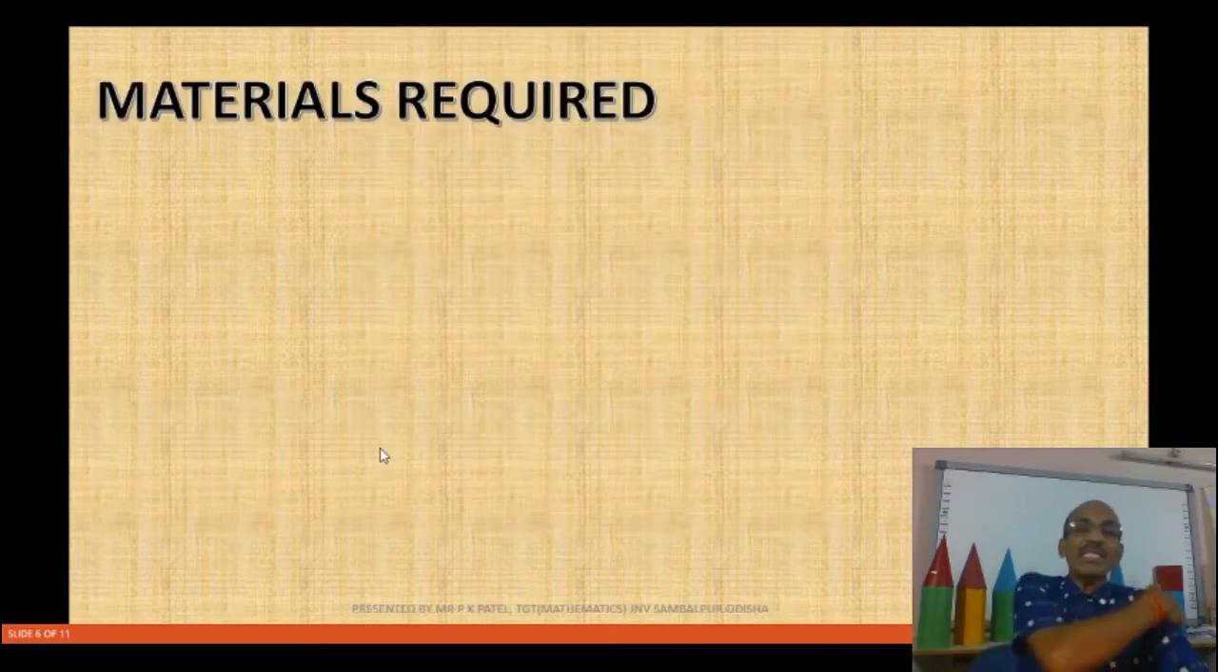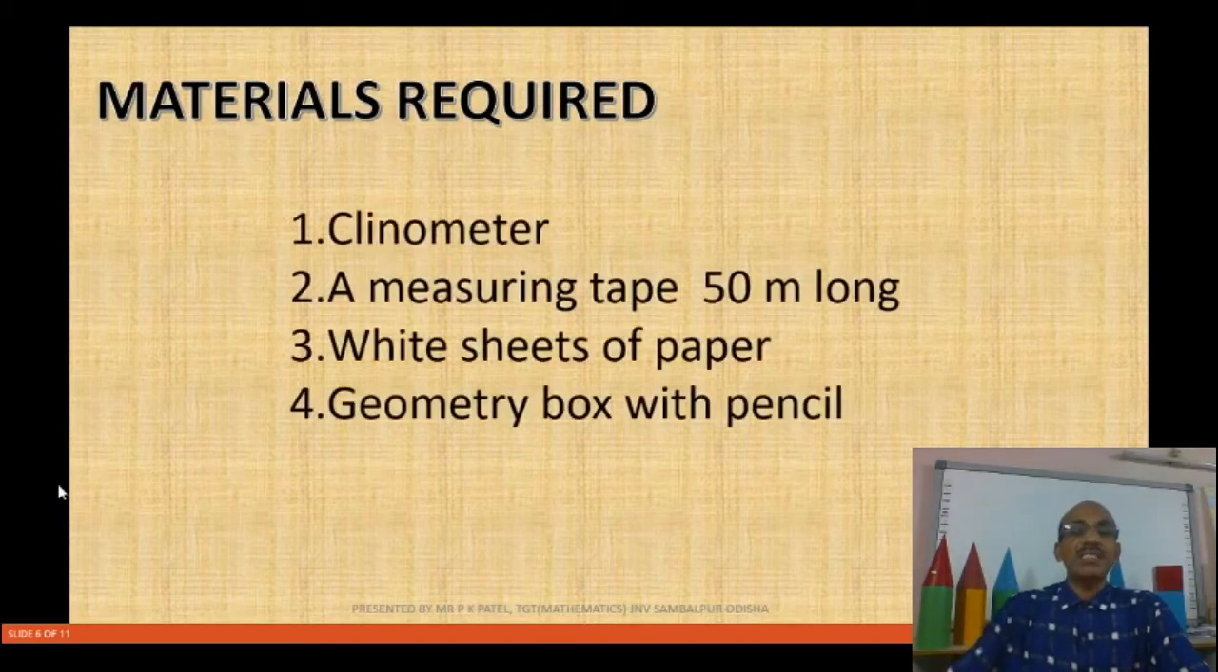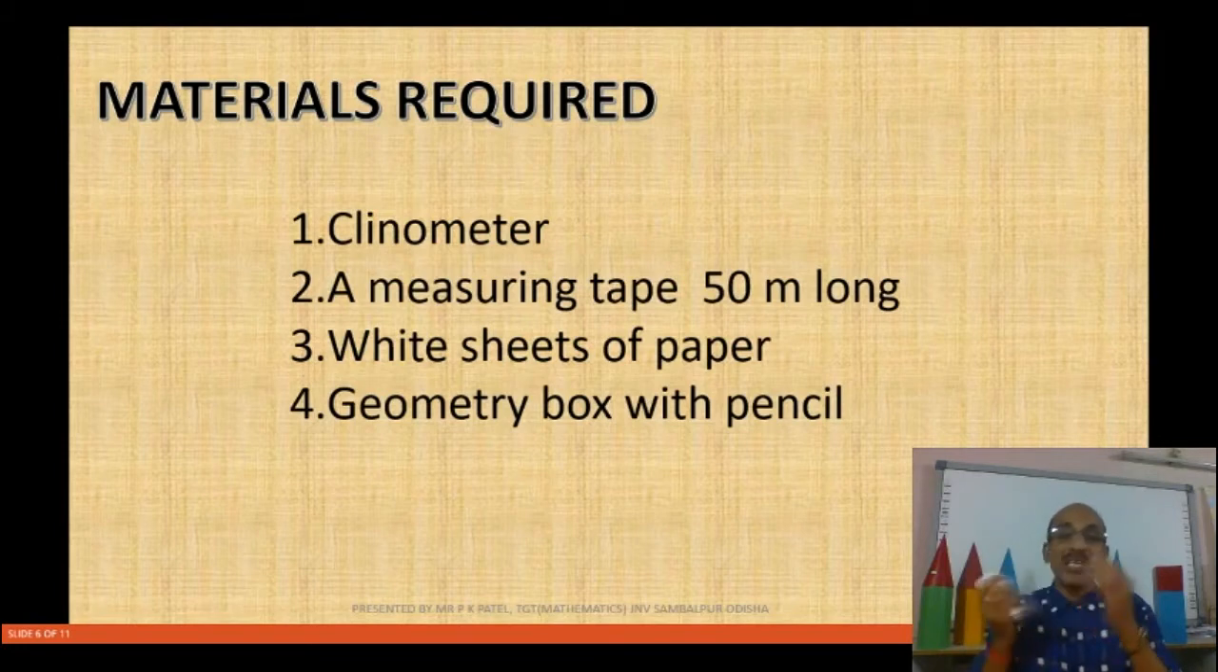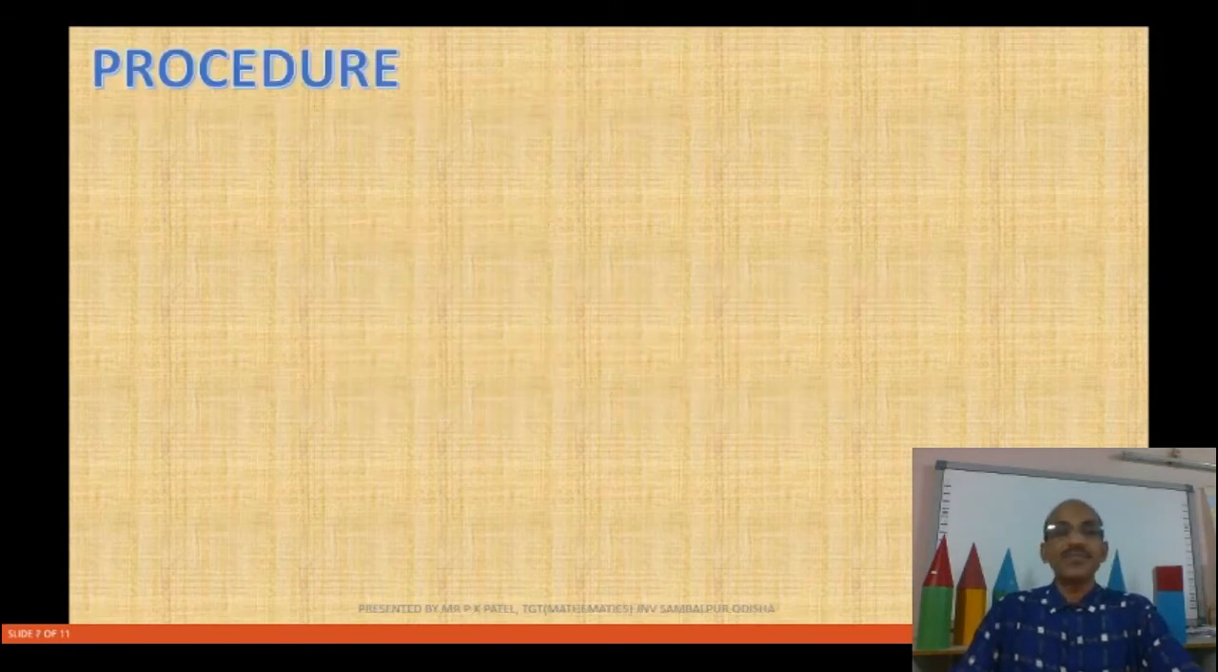Then to conduct this experiment, we need some required material: one is a clinometer, second is a measuring tape 50 meter long, a white sheet of paper, and a geometry box with pencil. These are the four required objects.